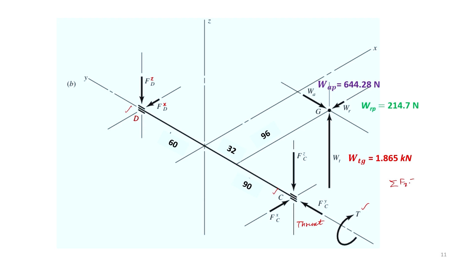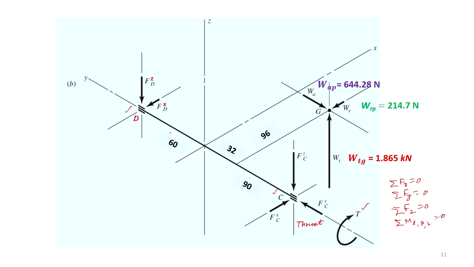The static equilibrium equations are: summation of forces in the direction of x is equal to 0, summation of forces in the direction of y is equal to 0, summation of forces in the direction of z is equal to 0, and the moments along x, y, and z are equal to 0. So, we have 6 equations and we can find the unknowns.